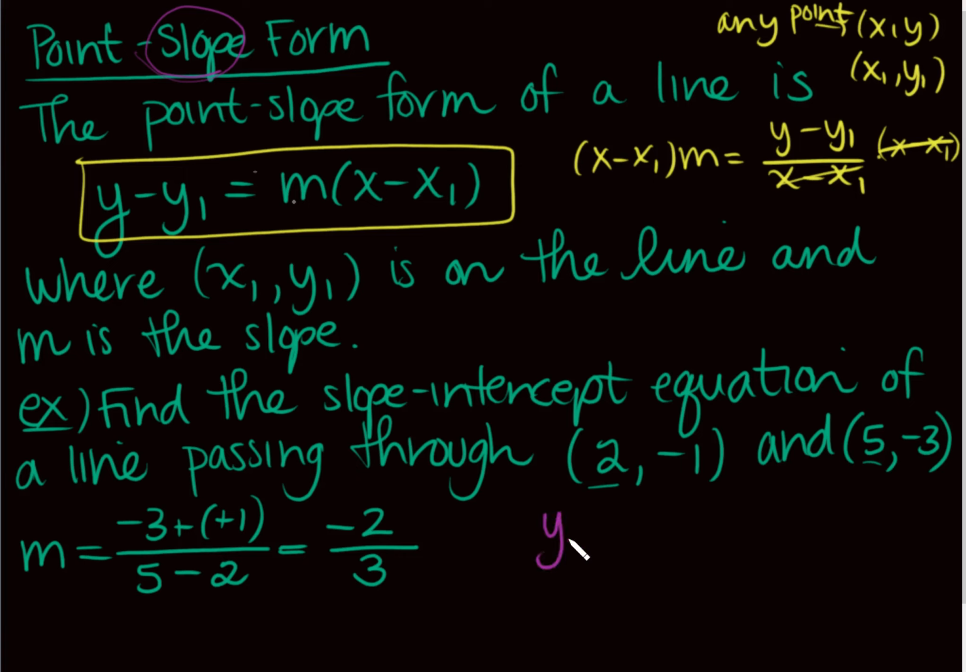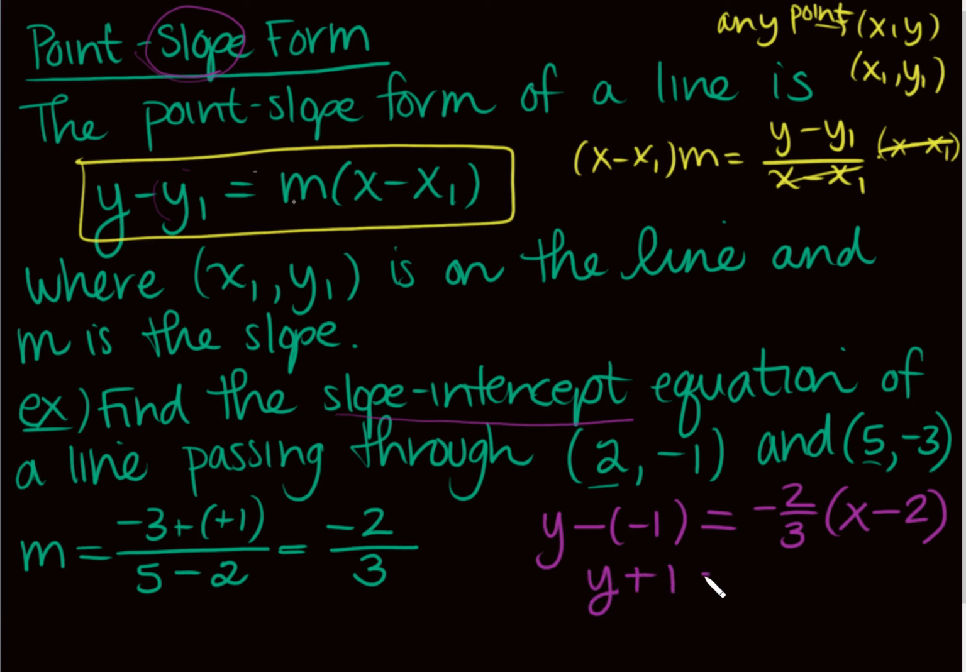I don't know why, I just do. So I'm going to take y minus my y coordinate, so minus a -1 equals my slope, which is -2/3 times x. Now I have to use that 2 first. Because I used the -1, I have to use its buddy 2 right there. Okay, there's my point slope form of the equation. But look at what my instructions asked. It wants slope-intercept form. So slope-intercept form means I solve for y.